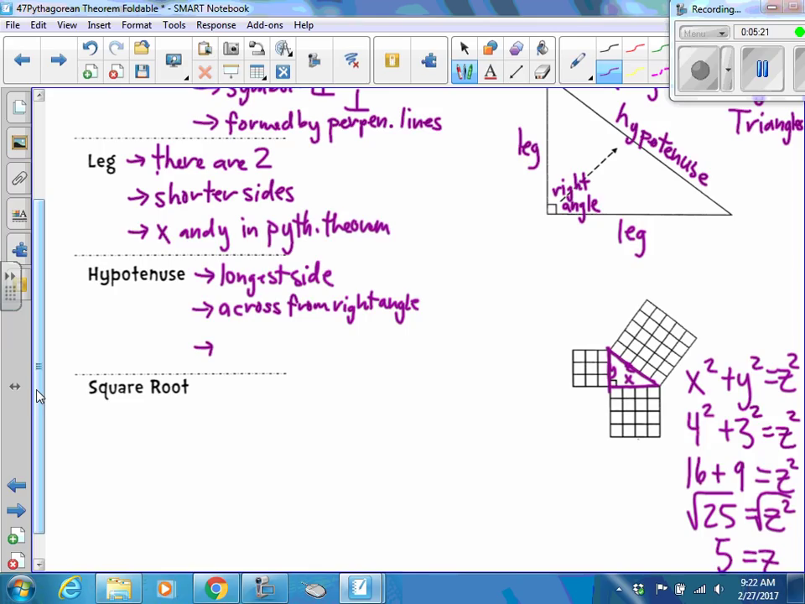And just to reference the Pythagorean theorem again, we're going to use variable z to represent the hypotenuse. So it's z in the Pythagorean theorem. All right, the last thing that we're going to be using today is the square root. And I'm sure you know what the symbol looks like, but let's put that down just for reference.